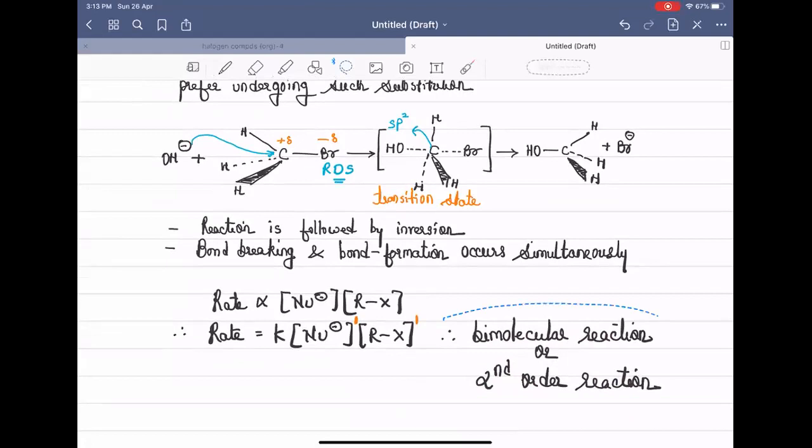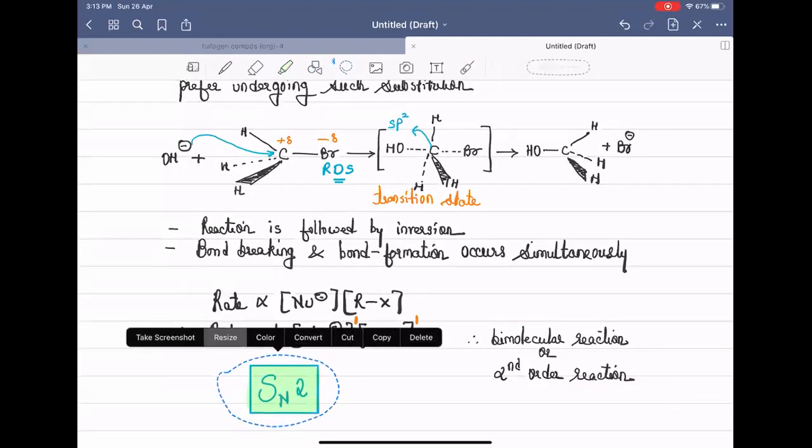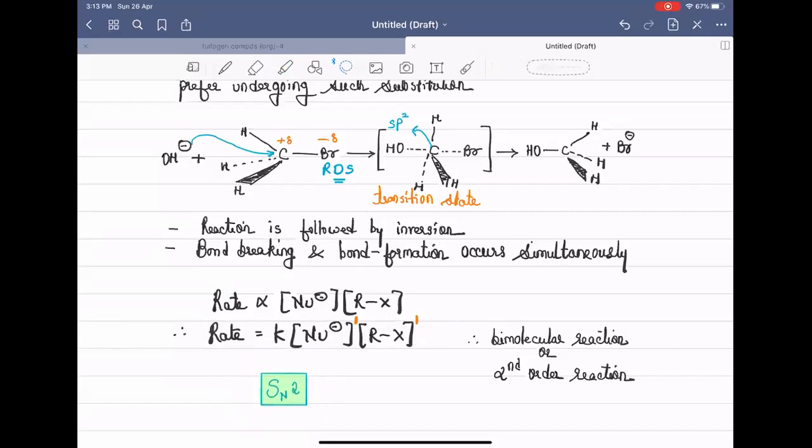More about this order of reaction we would be talking about in chemical kinetics, but that is why this reaction is given as SN2. 2 stands for bimolecular reaction, which also means that the rate of such a reaction depends on both the concentration of nucleophile as well as the concentration of substrate. I think this is all we have, and this was the initial part.